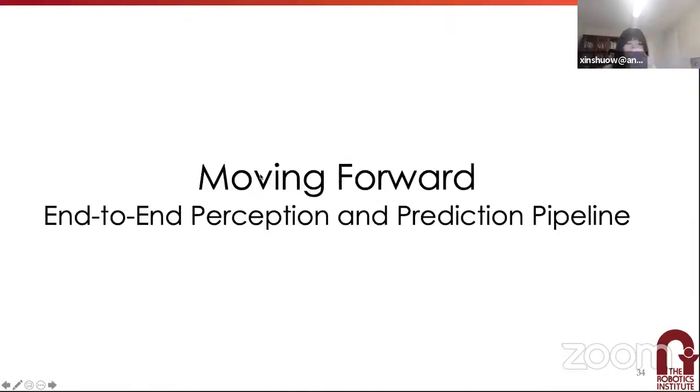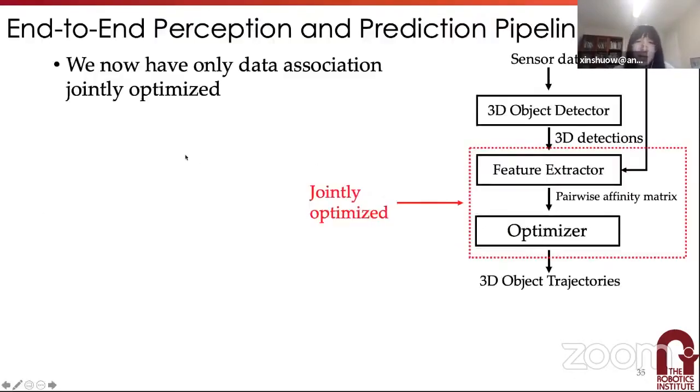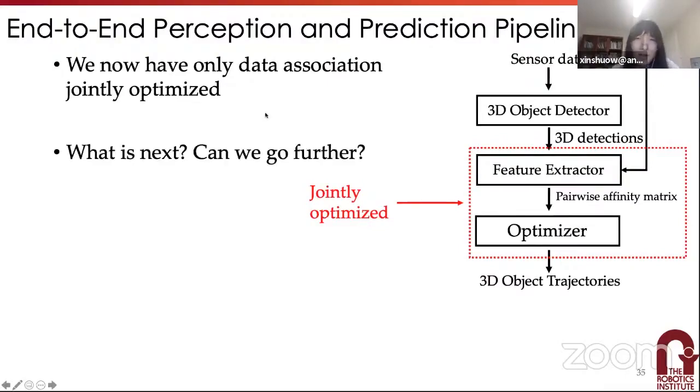Okay, now we are talking about the future directions. The first one would be the end-to-end perception and prediction pipeline. Okay, as Chris just mentioned, we now have some state-of-the-art methods doing joint optimization between feature extraction and optimization. So this is useful for improving data association. But can we do further than this?